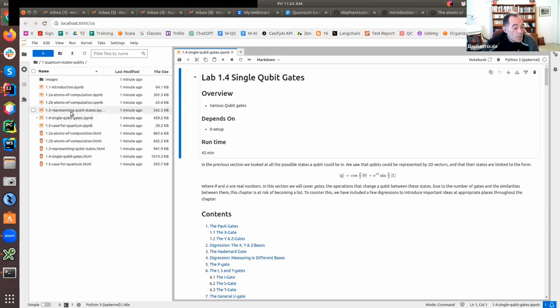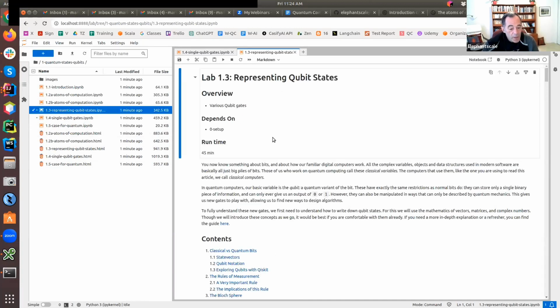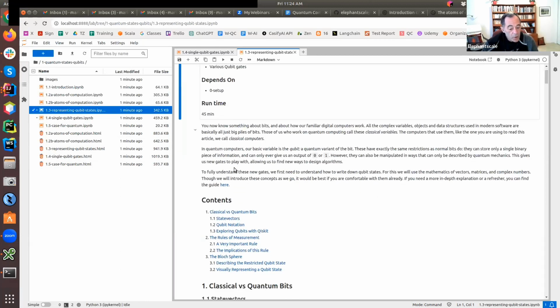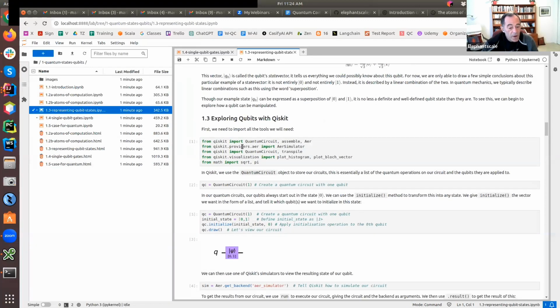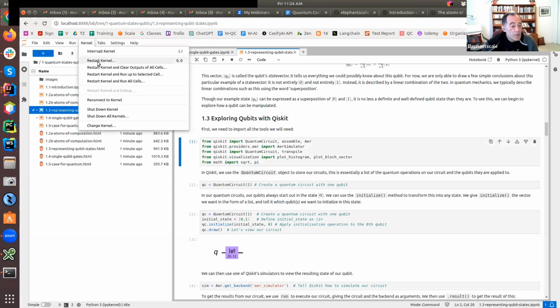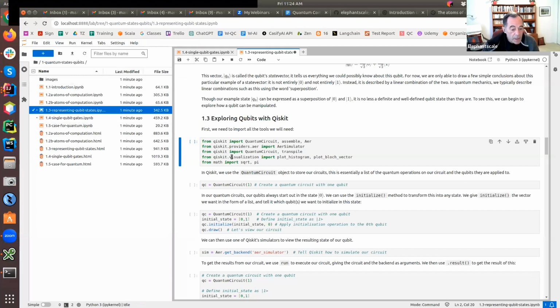So let's open any one of them, like representing qubit states. It will be a good notebook. It will allow you to read all of that and explain all of that. Then come to the code. So here's the code. Let us do this. Let's clear the kernel and clean that all up. Okay, so it's all clear. And what we do is, first of all, verify that we have everything installed and it works.